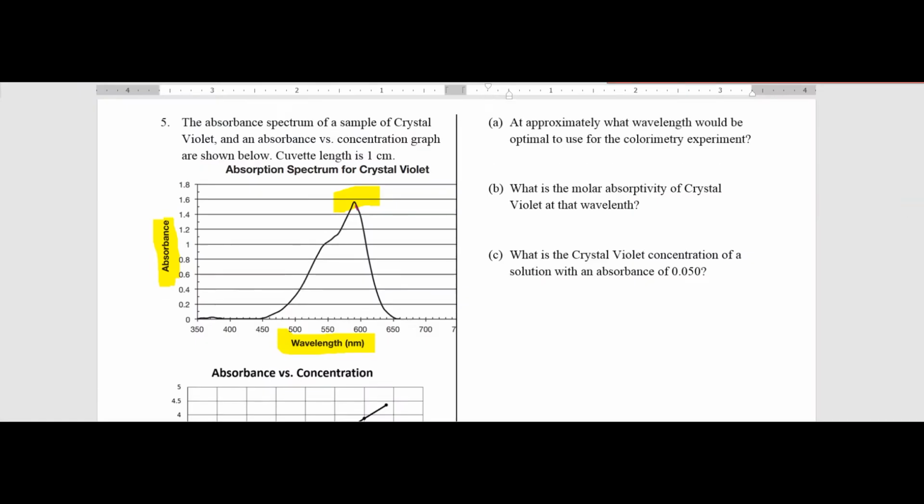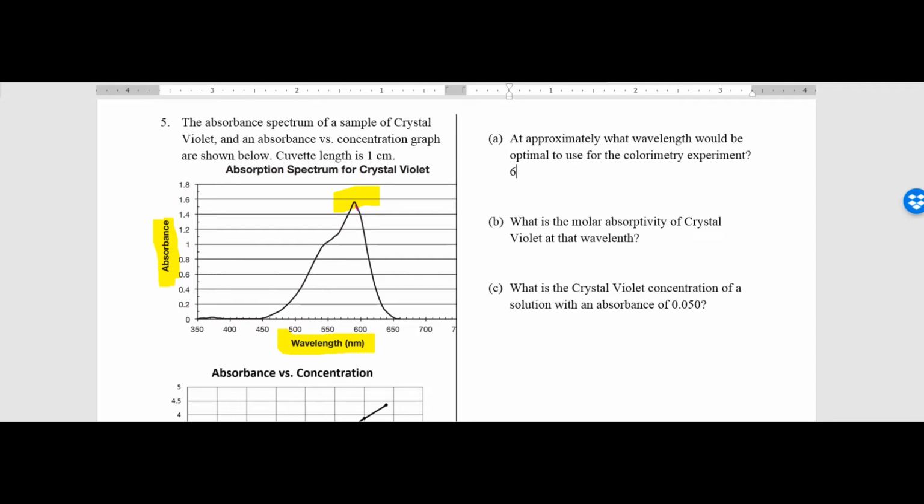Okay, so going back to this graph right here. Let's look at question A. It says approximately what wavelength would it be optimal to use for the colorimetry experiment? If you look right here at the peak, that is the optimal point. That is the optimal wavelength to use because that's where all the absorbance is happening. If you go down here in a straight line, I would guesstimate that at 600 nanometers. So I'm going to write that down. It's approximately 600 nanometers. That's where we would want to look at the peak.